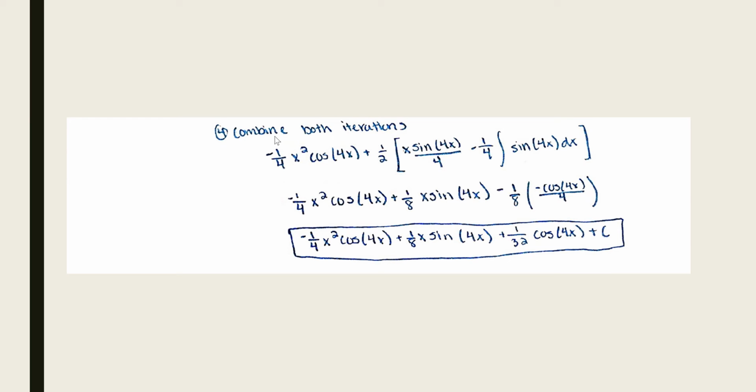This first clump, the negative 1/4 x squared times cosine 4x plus 1/2, is the first iteration of our integration by parts. This clump in the brackets is the second iteration, and the second iteration is equivalent to the integral we got after doing our first iteration that was originally multiplied by 1/2. When we simplify all of this, we get our answer, which is 1/4 x squared times cosine 4x plus 1/8 x times sine 4x plus 1/32 times cosine 4x plus c.